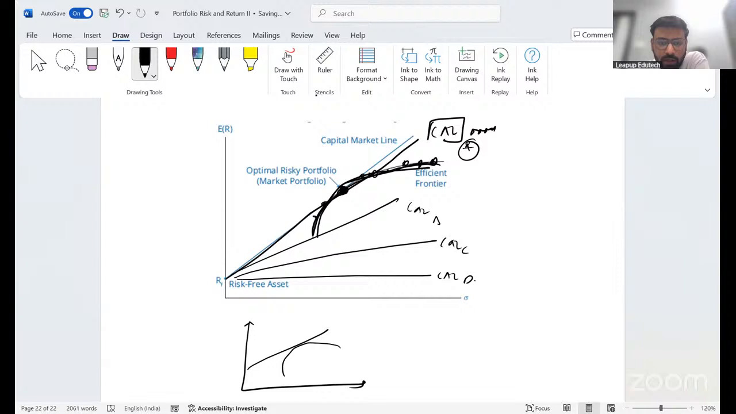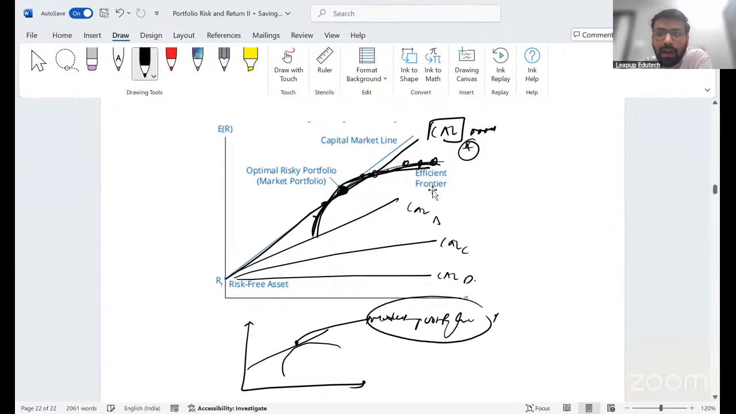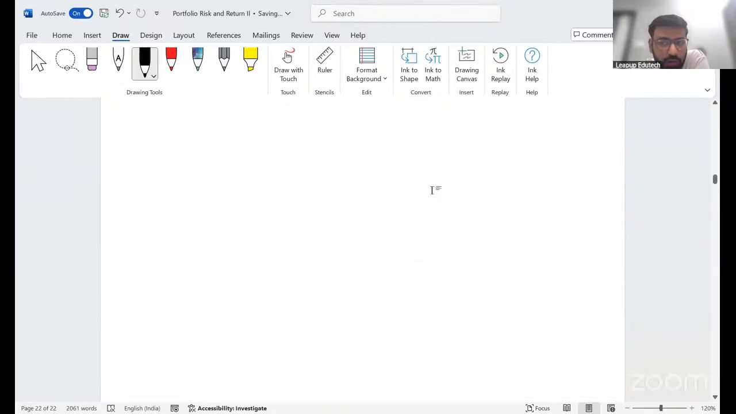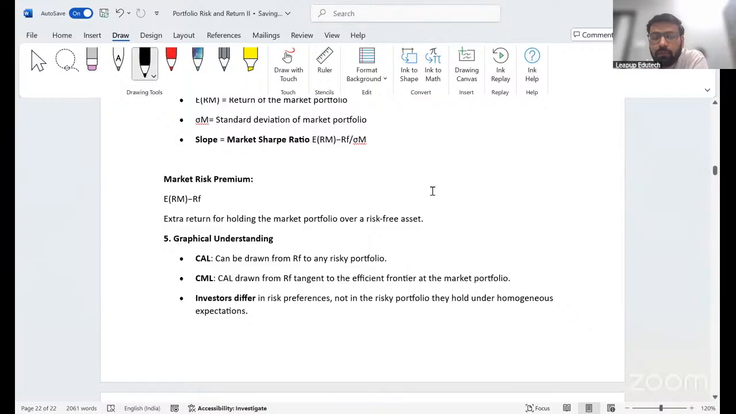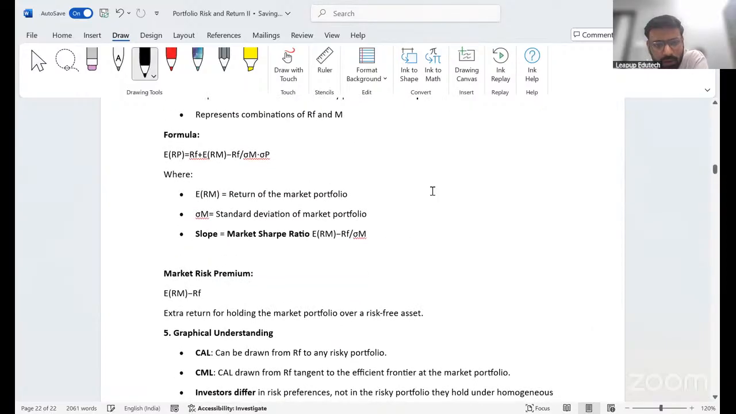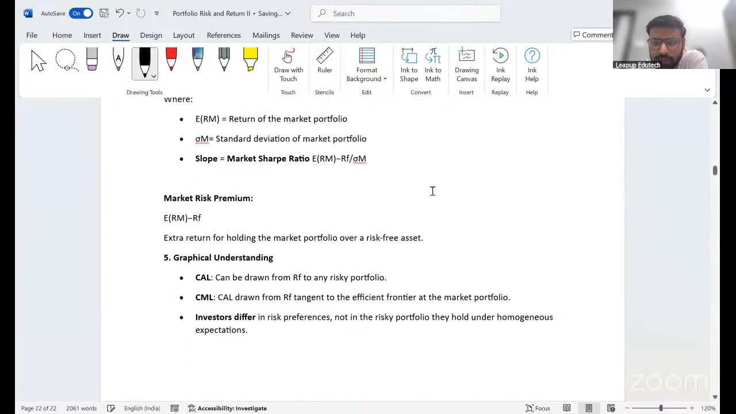And you know what? That portfolio is also called the market portfolio, because it is an ideal portfolio for everyone, and that's why it is called the market portfolio. Simple as that. Right now, all you need to remember is that. All right, sir, fair enough. We do understand that.